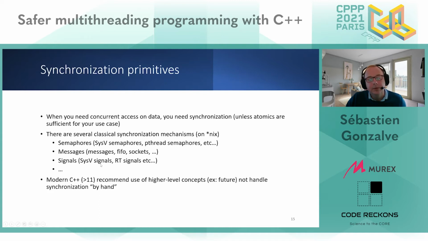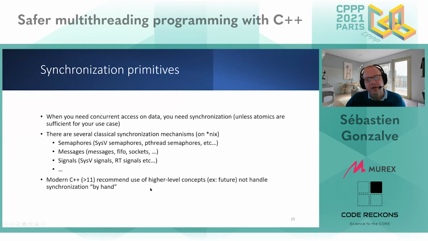Simple signaling could be achieved with signals. So you may use system file signals or RT signals or any other signaling method you use. Nevertheless, in C++11 and above, we are invited to use higher level concepts, because all this worked a lot in the past, but it is very clumsy to use, and it's very error prone because there are a lot of corner cases to take into account.